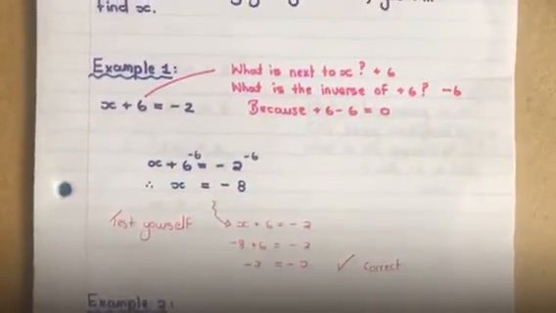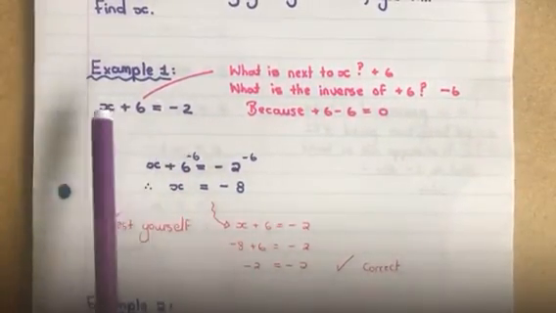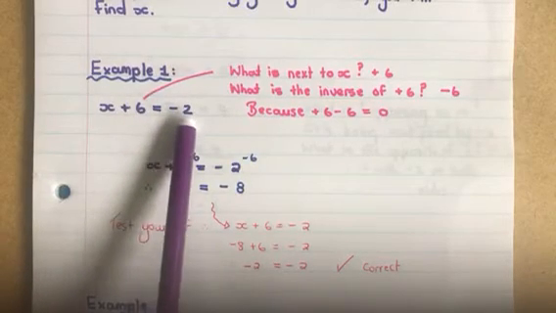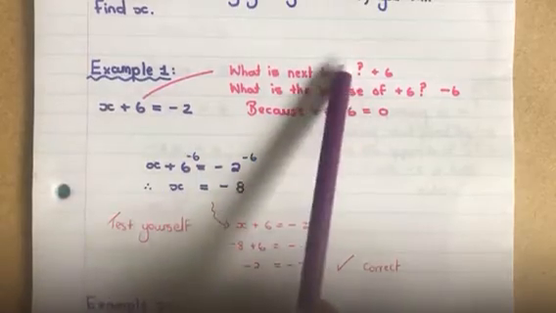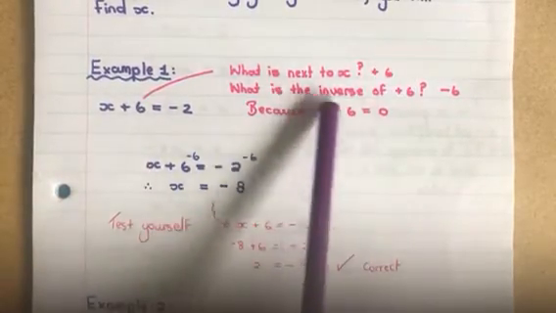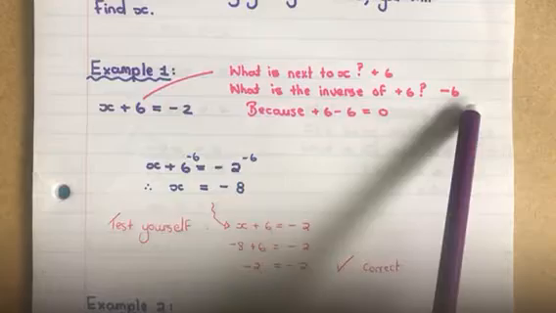Okay, so let's have a look at example 1. x plus 6 is equal to negative 2. So what is next to x? Next to x is a plus 6. What is the inverse of plus 6? Minus 6.